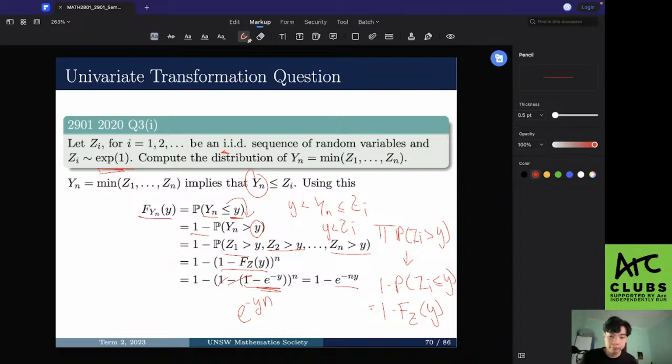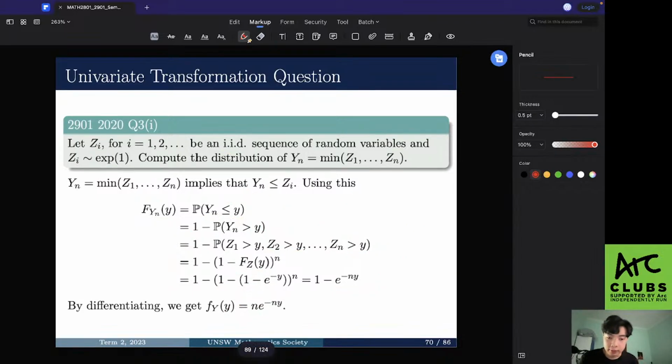So in the end, our F of y_n is 1 minus e to the minus ny. And if we differentiate, we can get our probability density function, which is n times e to the minus ny. So that's usually the process for non-monotonic distributions, right? We essentially just find the capital F, and what that allows us to do is differentiate.